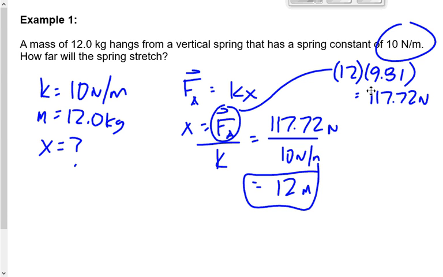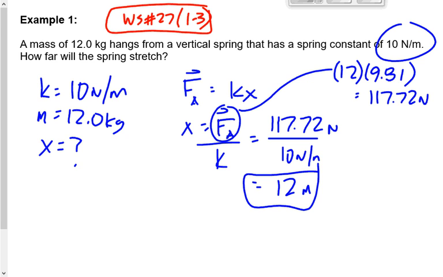What I would like you to do now for the next 10 minutes or so, 10, 15 minutes, is take a look at worksheet number 27. Right now, I only want you to look at 1 to 3. After you've done those, we'll do another example, and then we'll let you work on a couple more questions after that, and then that'll be the day for us.